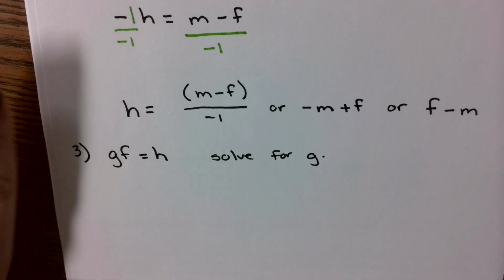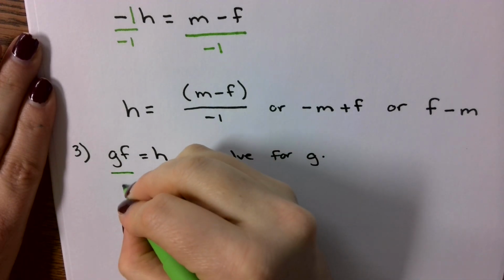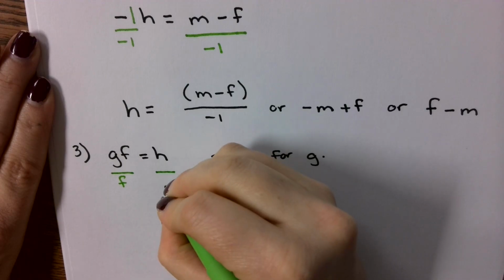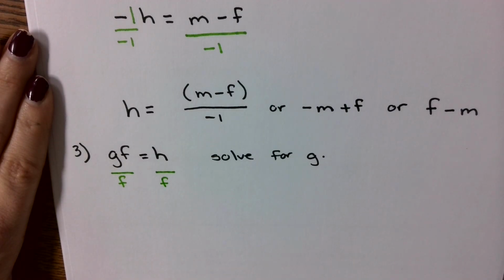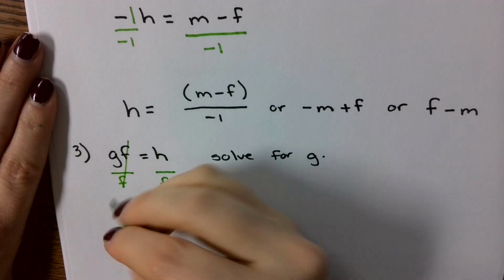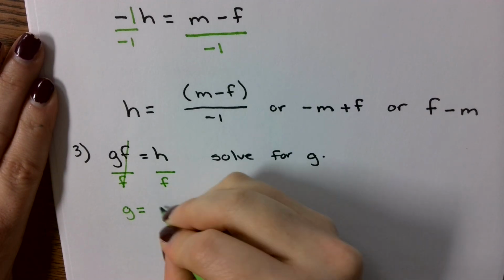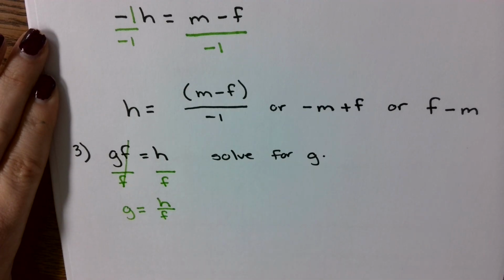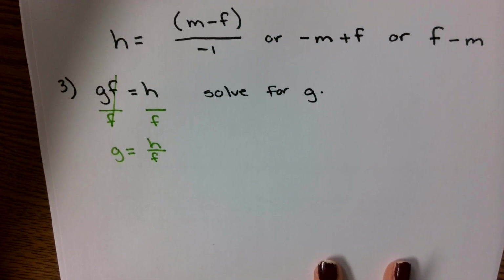F. That's it. So you're just going to divide by f on this side, but that means you have to divide by f on the other. Okay, so those are now going to be gone, and g is isolated. G is equal to h over f. Okay, let's take a look at one more.